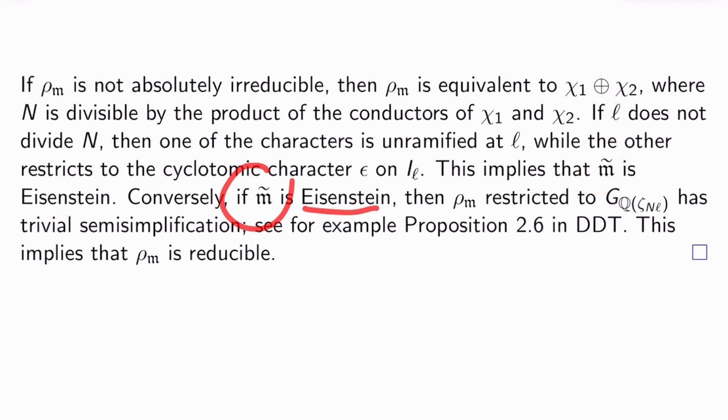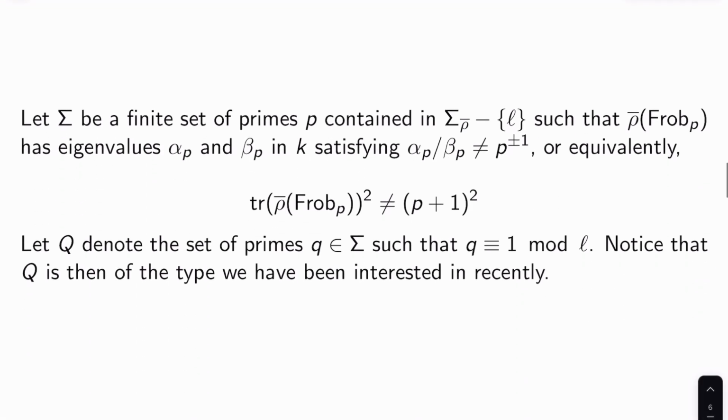Conversely, if m̃ is Eisenstein, then ρ_m restricted to the Galois group of Q(ζ_{Nℓ}), so this is an Nℓ-th root of unity, has trivial semi-simplification. For example, you can see Proposition 2.6 in Diamond-Darmon-Taylor for that. But this just implies that ρ_m is reducible. Okay. So, that's the proof of that.